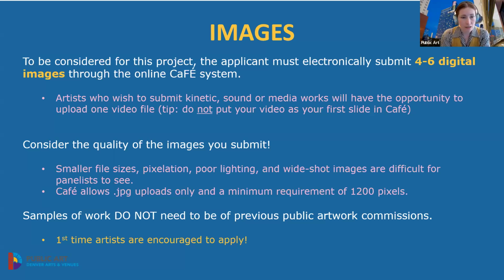Just make sure that you indicate that in your statement of interest or in your image descriptions. And you want to make sure that you're choosing images that are appropriate in size, that aren't small and pixelated, and don't have poor lighting. Cafe does require some specifications. It allows JPEG uploads only, and it has a minimum pixel requirement of 1,200 pixels. So if it's your first time applying through Cafe, I would definitely set some time aside before this application is due to start uploading your images and make sure they fit the qualifications, that you have all the labels, and that everything is uploaded correctly. Again, we can go over that at the end if you are new to Cafe.